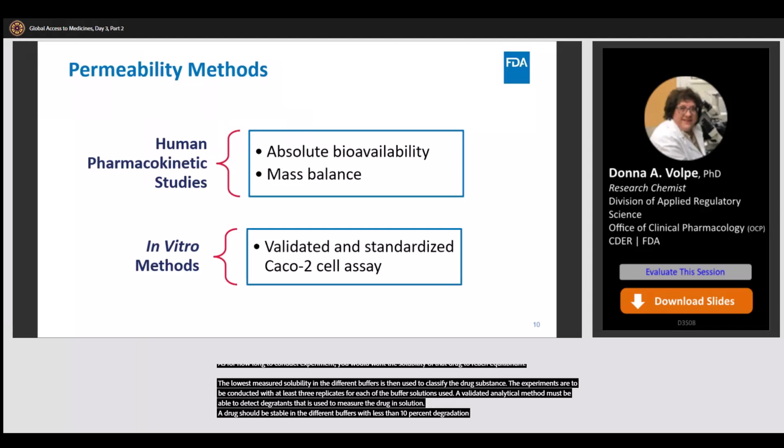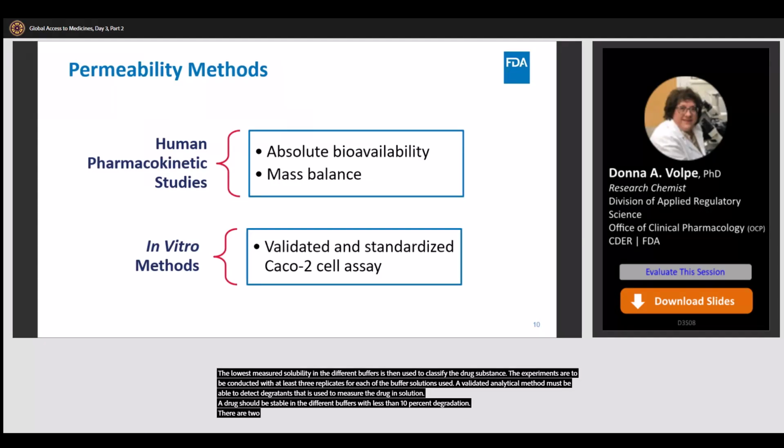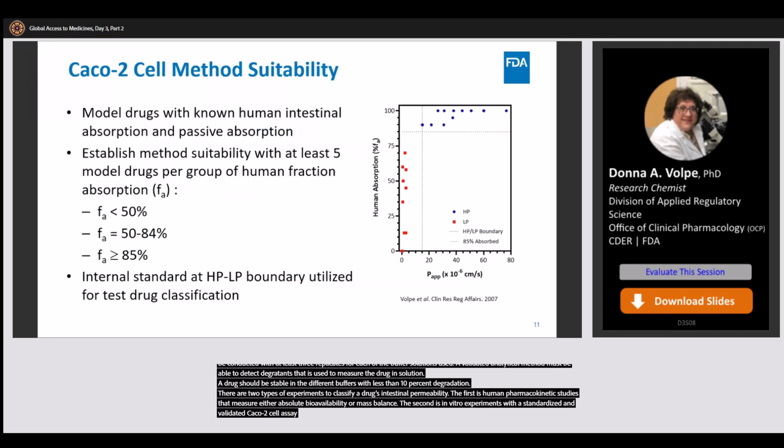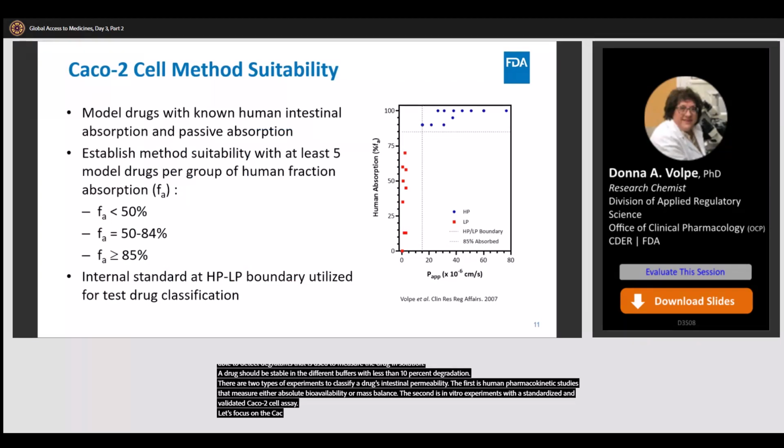There are 2 types of experiments to classify a drug's intestinal permeability. The first is human pharmacokinetic studies that measure either absolute bioavailability or mass balance. The second is in vitro experiments with a standardized and validated CACO2 cell assay. Let's focus on the CACO2 cell permeability assays.